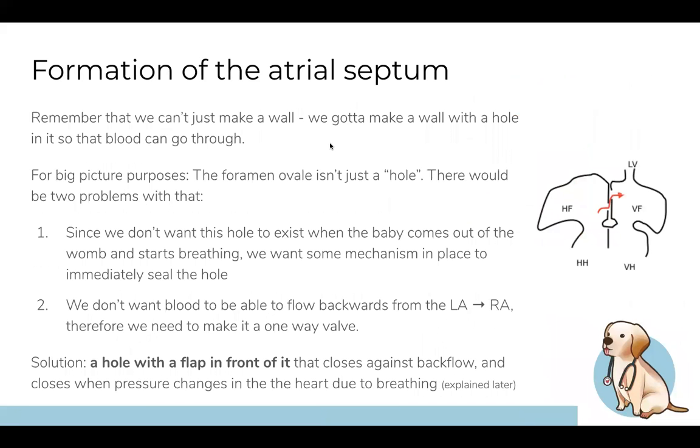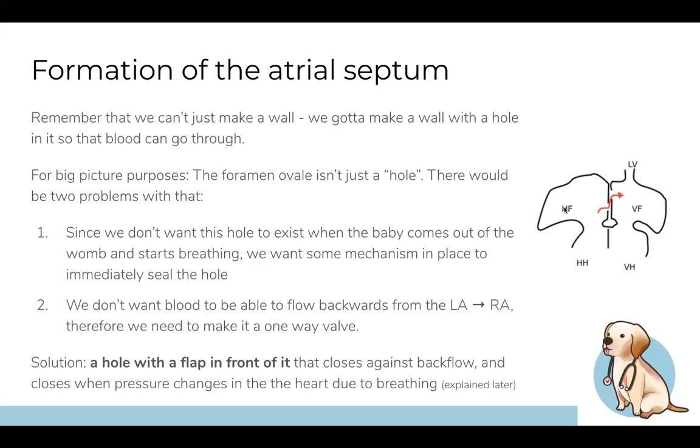So we'll start with the atrial septum. This is the most complicated one. All the other ones make a lot more sense. But remember that we can't just make a wall. We have to be complicated and make a wall with a hole in it, but not just any hole. The problem with just a hole is that we don't want a hole to be there when the baby comes out of the womb. When it's in the birth canal, it still needs this shunt, but as soon as it comes out, we cannot have the shunt there. But it's not just going to grow over in 10 seconds, right?